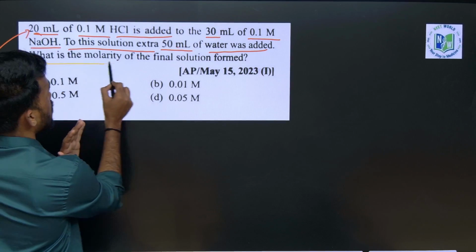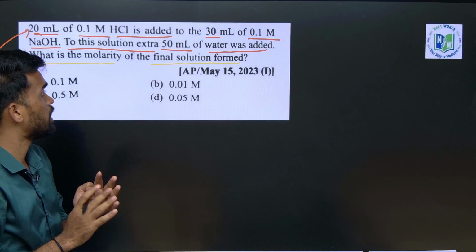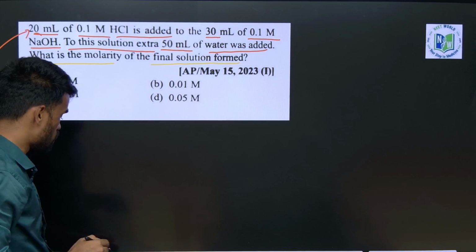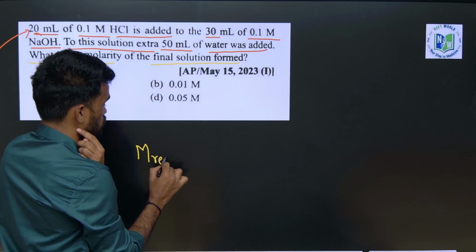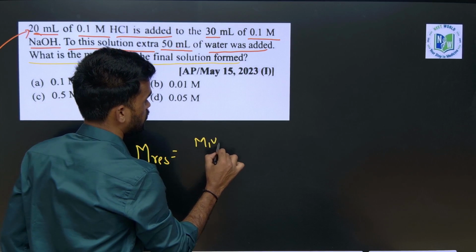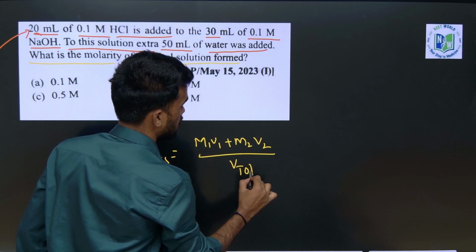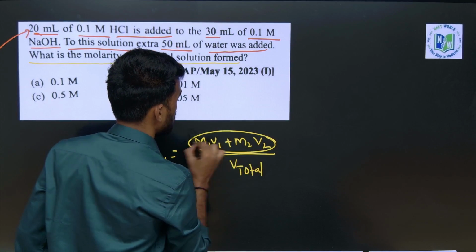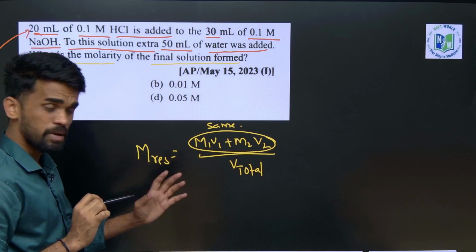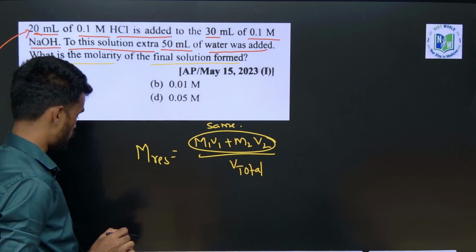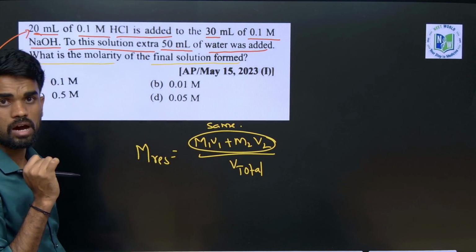First, what is the molarity of the final solution they are asking. So how do we find this final molarity of the solution? If both are the same nature, M resultant equals M1 V1 plus M2 V2 by V total. If both are acids or both are bases, we can take it like this, or you can take it in terms of N1 V1 plus N2 V2 by V total.